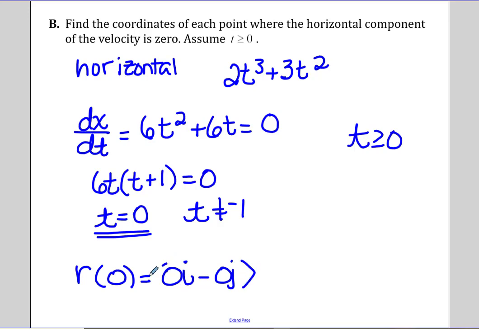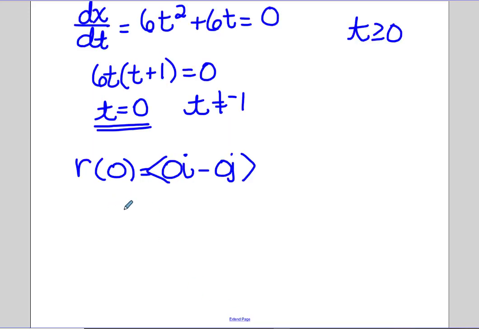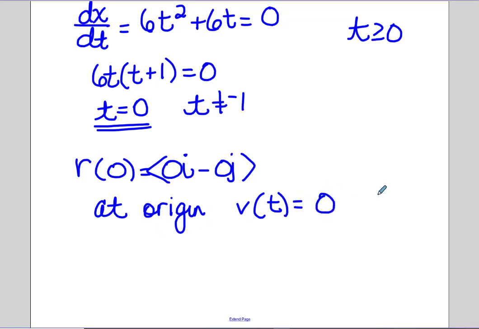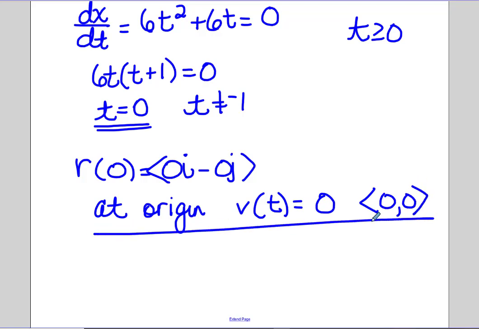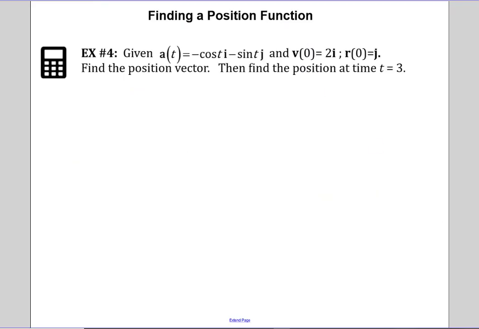So 0 minus 0. So we're really at the origin. We have our horizontal component with the velocity is 0 at the origin, or 0, 0 vector. Okay, so we just considered the horizontal component. In this one, you might want to grab your calculator. We're going to need to use some calculations.